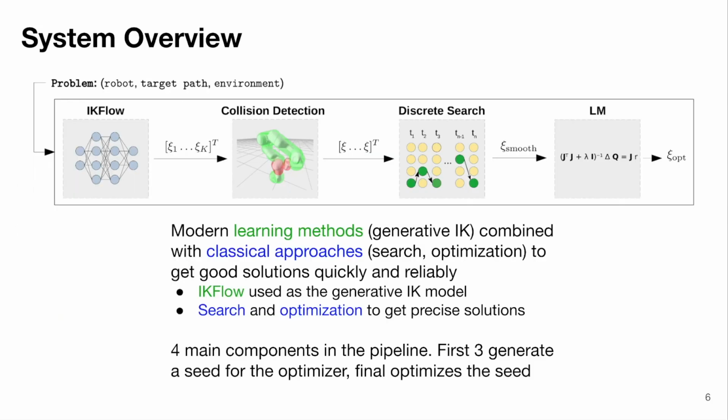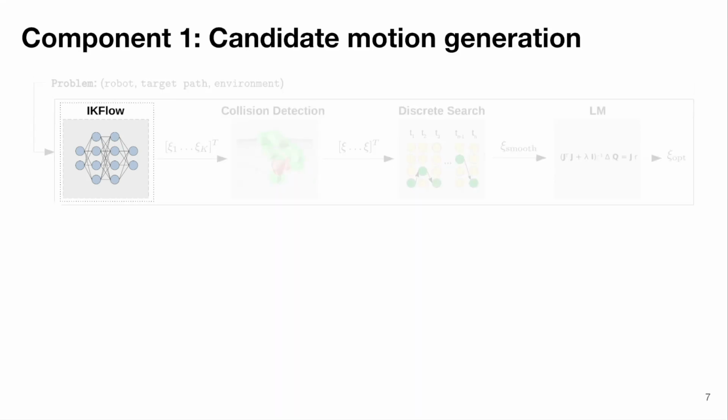The proposed planner borrows from 2 different paradigms, classical algorithms and modern learning methods, in order to get the best of both worlds. The learning method we use is ICFlow, a learned generative inverse kinematic solver which is able to efficiently produce promising entire candidate solution trajectories in the GPU. We rely on search and optimization for the classical methods to get precise solutions. This component generates approximate motion plans by calling ICFlow.